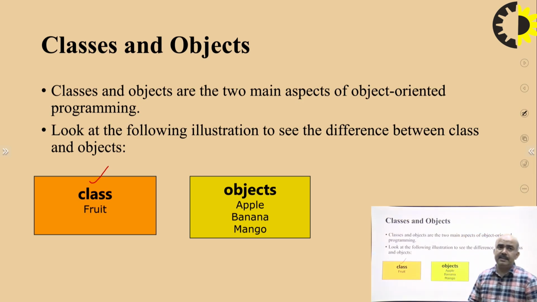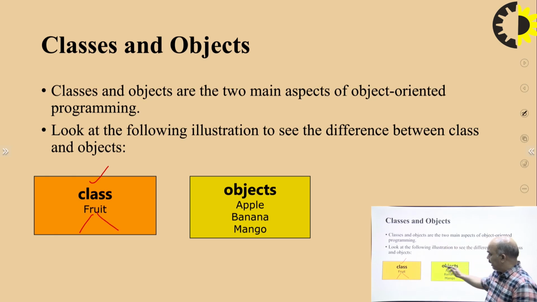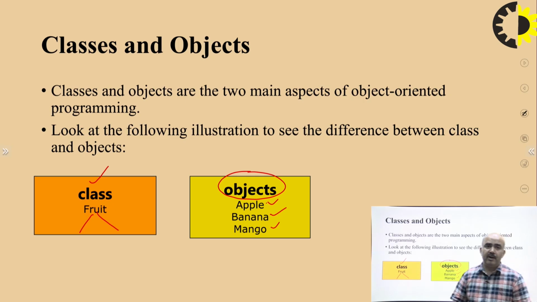We define this, say the class is the fruit, and in this class we have different types of fruits, like apple, banana and mangoes, which are defined as objects. So class and objects are two main aspects of object oriented programming. Now let's see how classes and objects are differentiated.